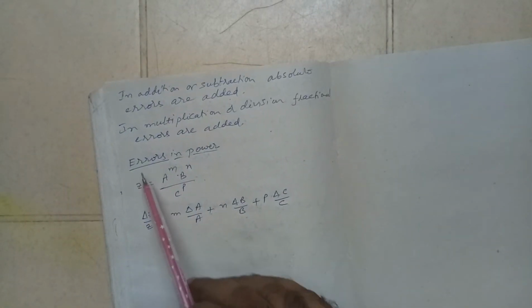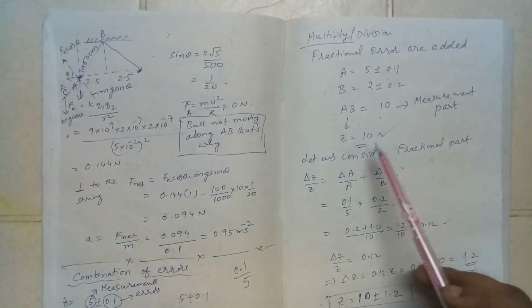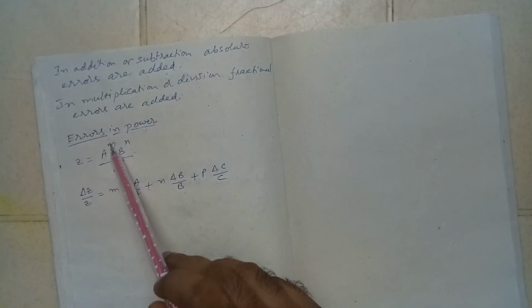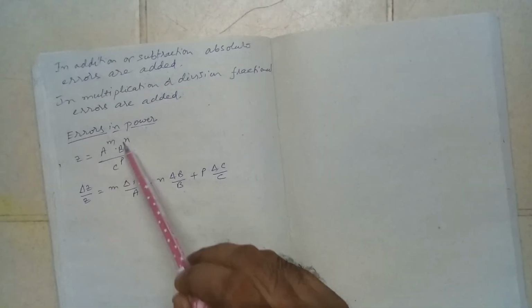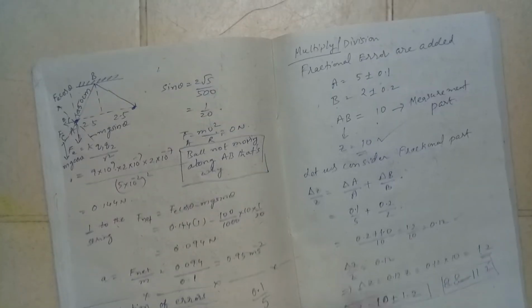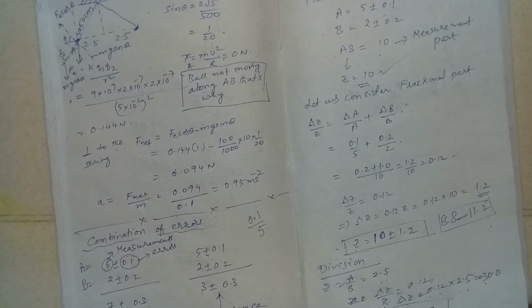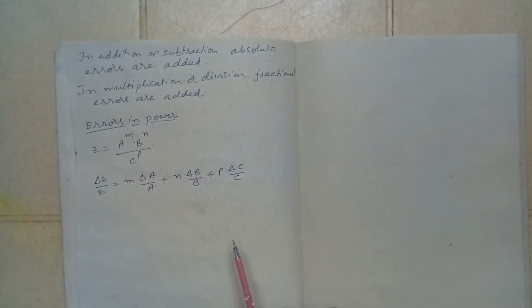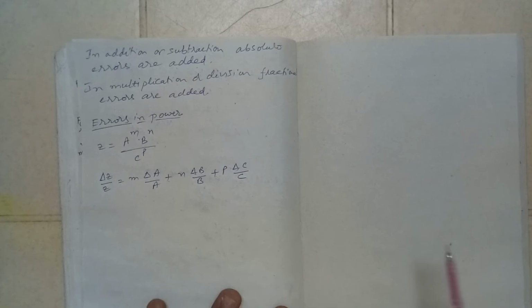Finally, you have one more type, errors in power. If you see here, the power is 1. There is no power at all. But sometimes you get physical quantities in such a way that Z is equal to A power m, B power n, divided by C power p. Here A, B, C are like this. You have three parameters and their interrelationship is like this, A power m, B power n by C power p. Then how to find the error? How to find the fractional error?